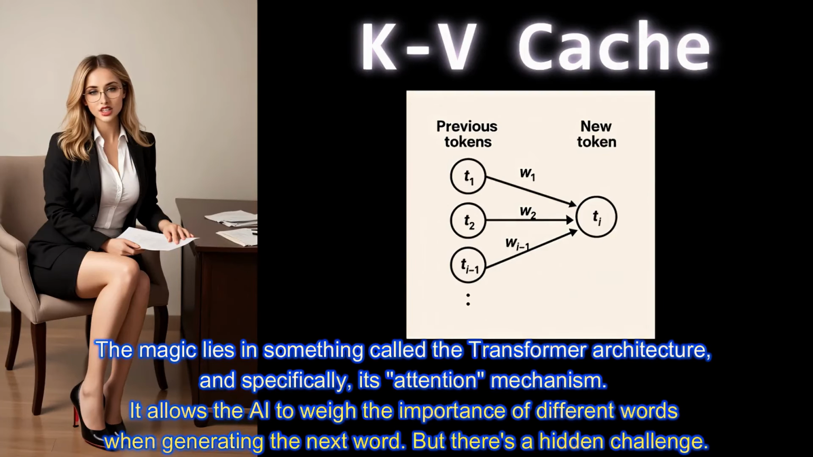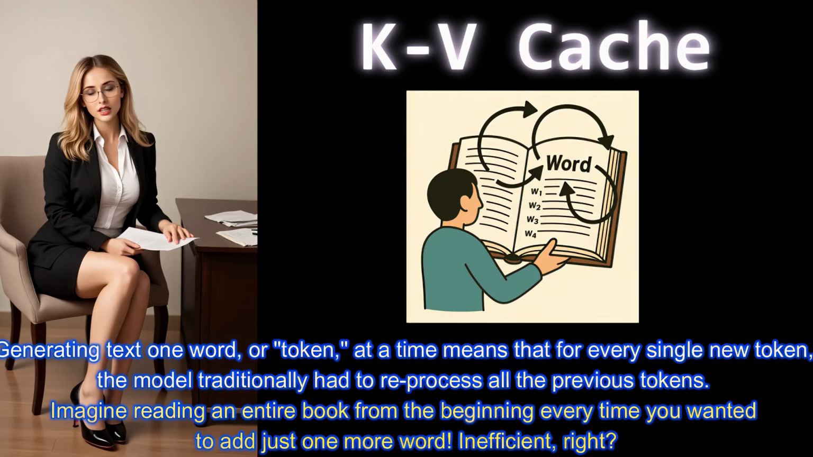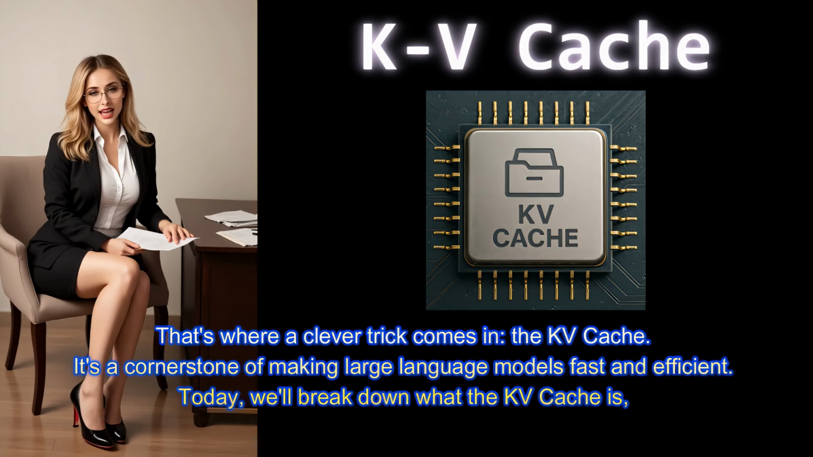But there's a hidden challenge. Generating text one word or token at a time means that for every single new token, the model traditionally had to reprocess all the previous tokens. Imagine reading an entire book from the beginning every time you wanted to add just one more word. Inefficient, right? That's where a clever trick comes in, the KV cache.